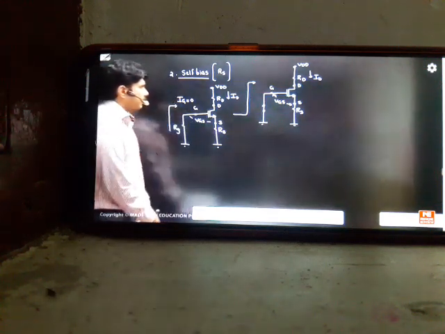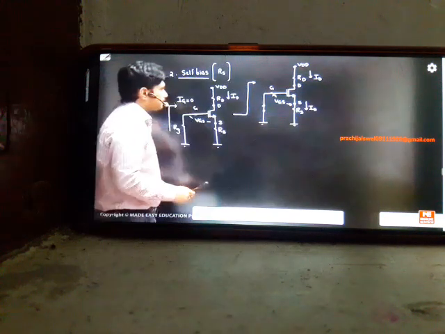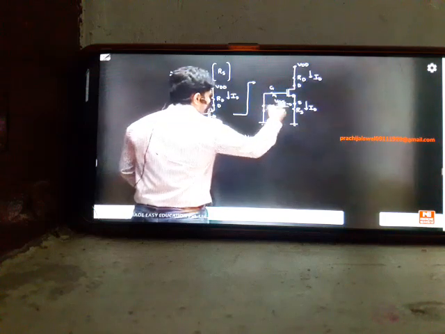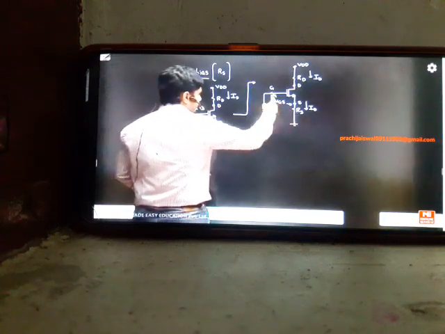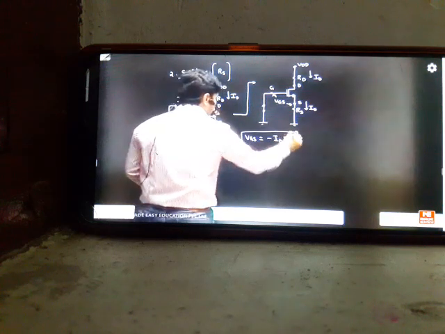So the story is like this. Whatever current you are seeing here, the same current will go down because they are in series. Now can you get a relation between VGS and ID? We can prepare one relation here. 0 is equal to VGS plus ID RS, so VGS is equal to minus ID into RS. This is the relation we are getting for self bias.